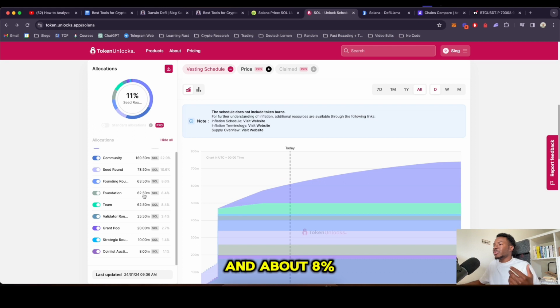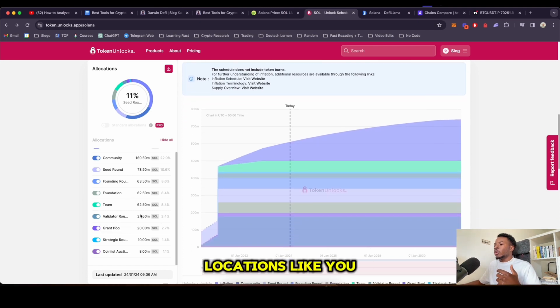And about 8% is allocated to the foundation. Basically, I think the Solana Foundation runs marketing and community initiatives and things like hackathons, and basically is the company that runs Solana, right? So I think you understand the point. Then about 8% is also allocated to the team, basically the founders, the builders, the engineers that are actually working behind the project. And you see other allocations like grant pools and things like that.